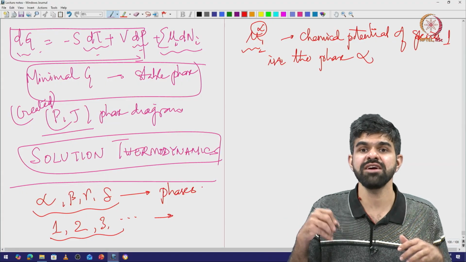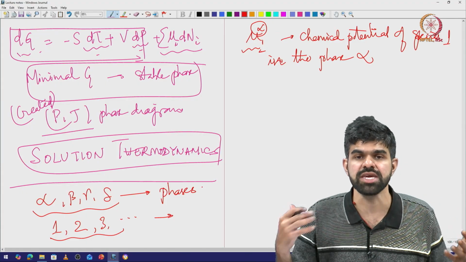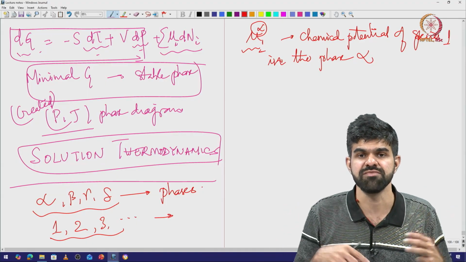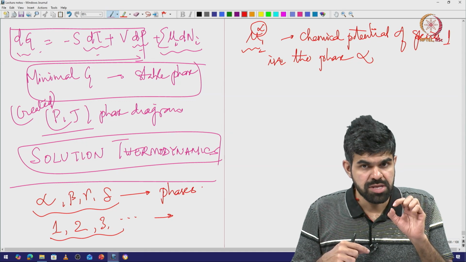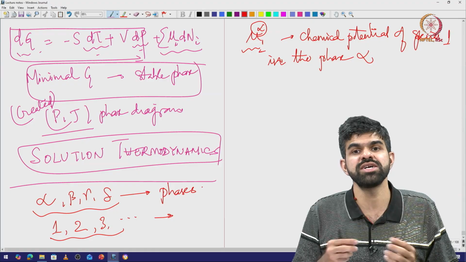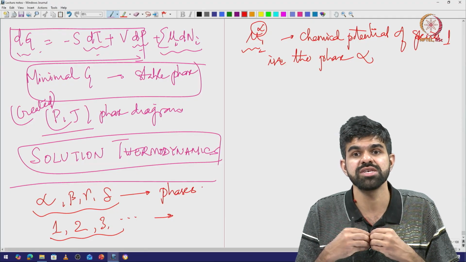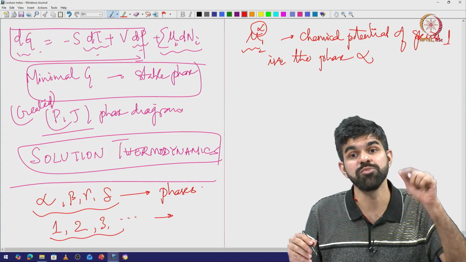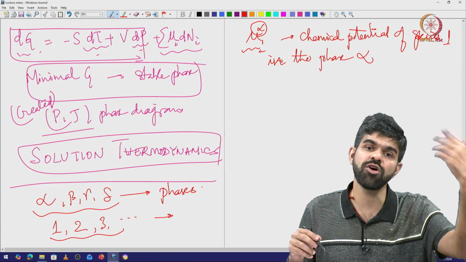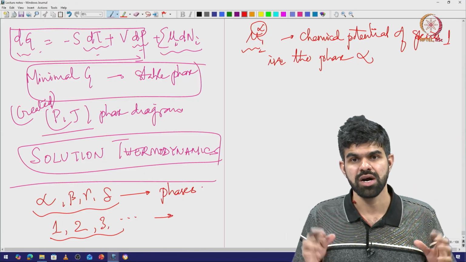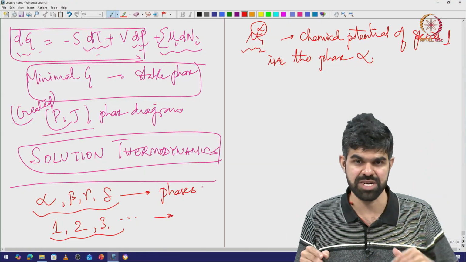Now, phase alpha can have a species 2, it can have a species 3, it can have platinum, palladium, magnesium, whatever. But just the act of adding one more platinum, how much bond energy is it going to create, how much energy is it going to give out, that defines my mu 1 of alpha. Now, mu 2 of alpha is different, I have to add a palladium atom now to this solid solution of platinum, palladium, magnesium, or whatever it is.